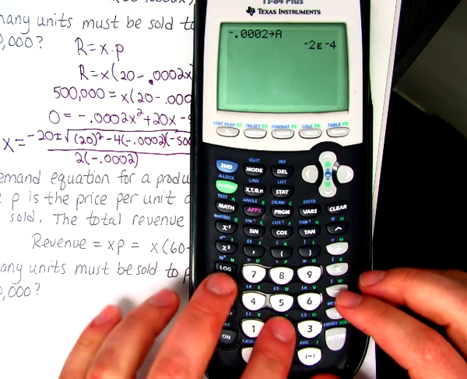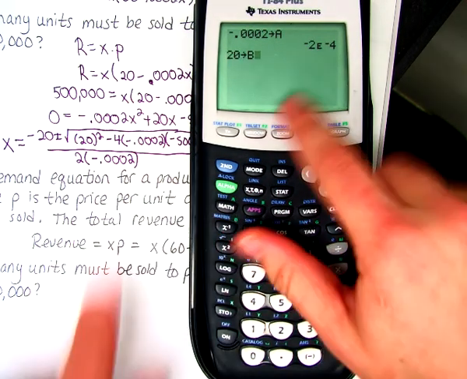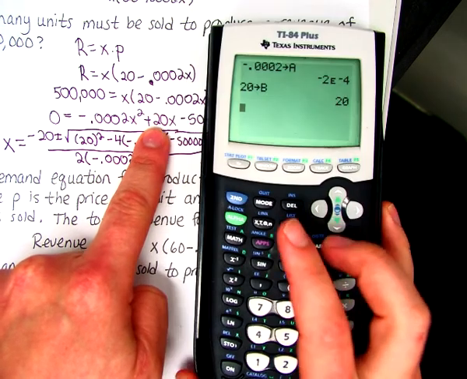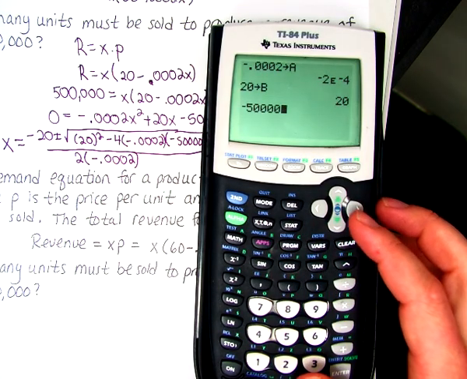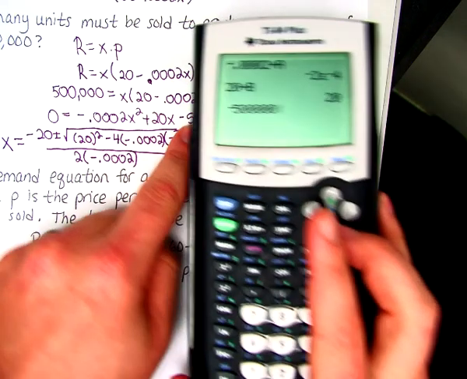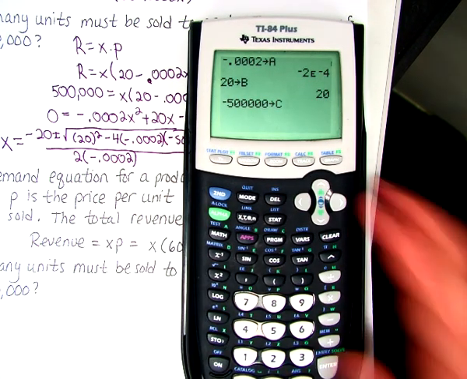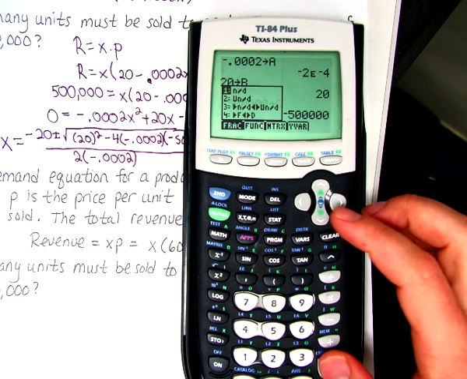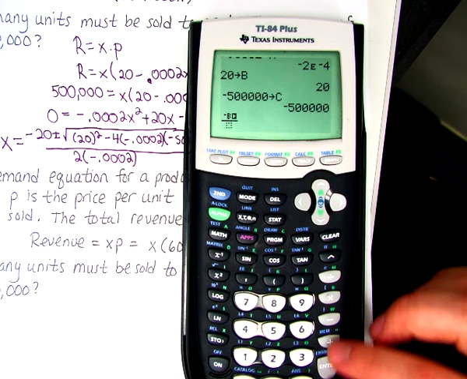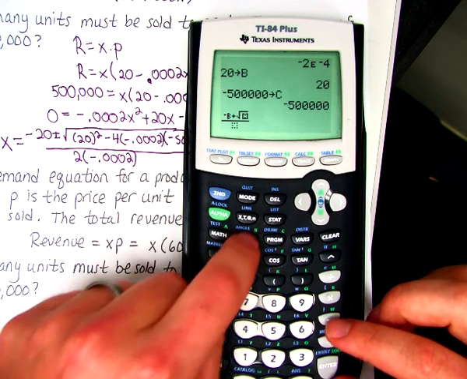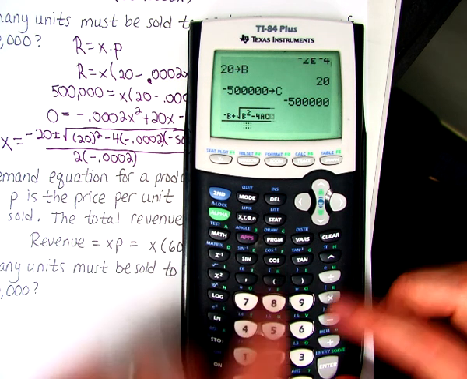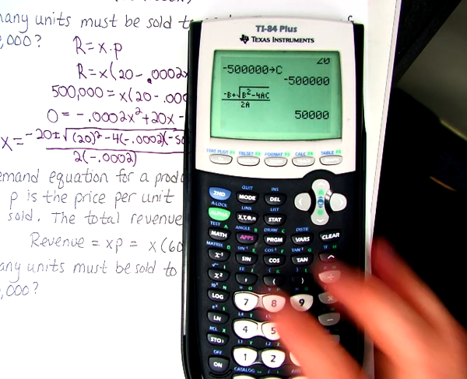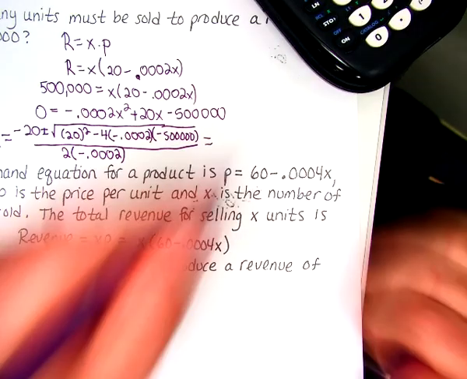For B, our B value is 20, so we're going to store that as B. And C is negative 500,000, which we've got right there. We're going to store that as our C. Now, all we have to do is set up the quadratic formula. So alpha Y equals negative B plus the square root of B squared minus 4AC all over 2A. And that gives us our first answer in this problem, which is that 50,000 units would have to be sold.